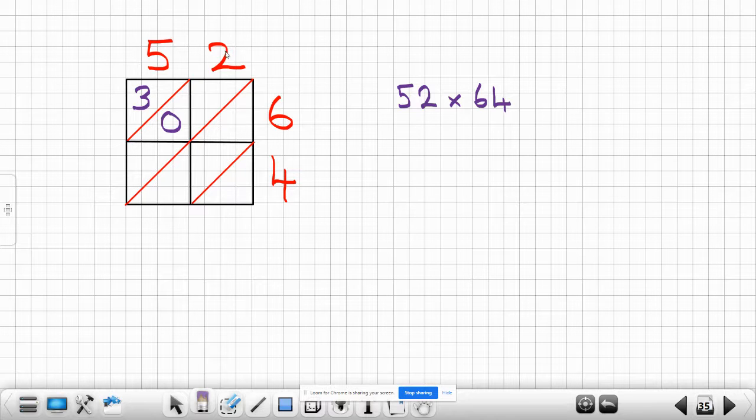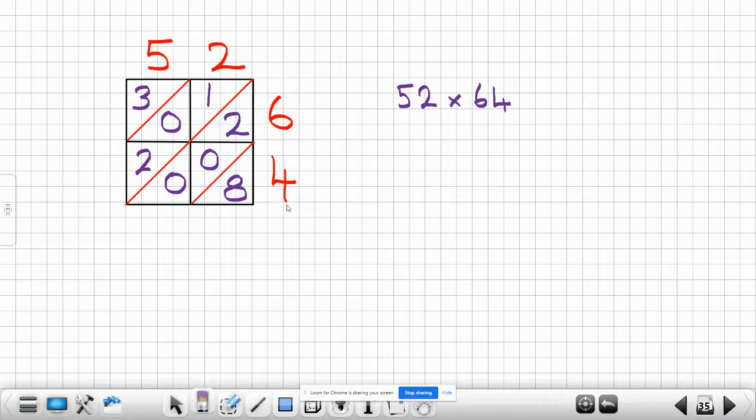Moving along, I've got 2 times 6, so 2 above this box, 6 to the side. 2 times 6 is 12. So 1 at the top, 2 at the bottom. Let's move to this box here. And we've got a 5 at the top, 4 to the side. So that's 5 times 4 is 20. 2 at the top, 0 at the bottom. And then finally, we've got 2 times 4 to go in this box. So 2 times 4 is 8. So I have 0 tens and an 8 at the bottom.